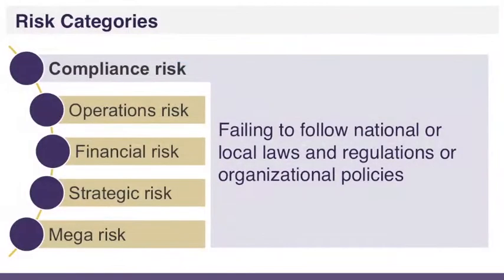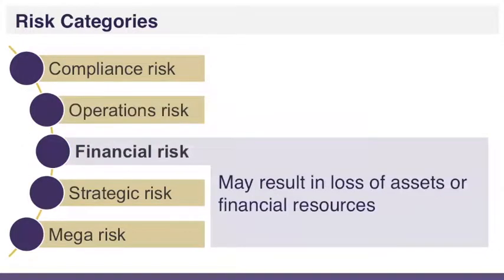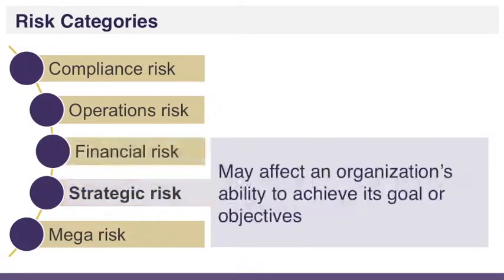Compliance risk is a risk created by failing to follow national or local laws and regulations or organizational policies. Operations risk is a risk that may affect ongoing day-to-day management processes, for example, customer service, supply chain, people, or information technology. Financial risk is a risk that may result in loss of assets or financial resources. Strategic risk is a risk that may affect an organization's ability to achieve its goals or objectives. These are often identified as part of strategic planning.